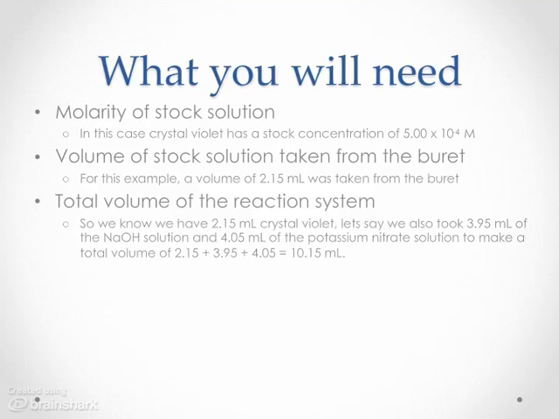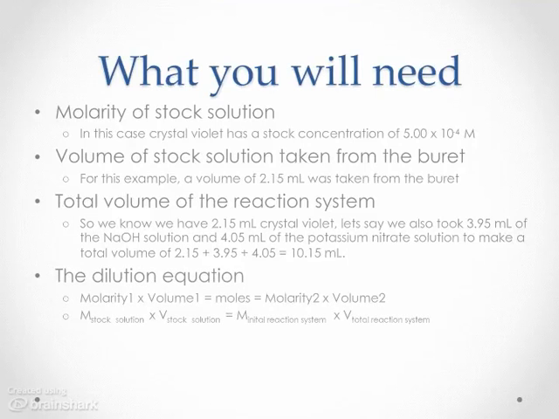So now we want to know what's the total volume of the reaction system. So we've gone from our 2.15 milliliters of stock solution and we're mixing that to make a total volume of reaction system. So we're adding everything together. So here we've got our 2.15 milliliters of crystal violet, and let's say we also took 3.95 milliliters of sodium hydroxide solution and then also 4.05 milliliters of potassium nitrate solution to make a total volume of 10.15 milliliters of solution. The last thing we need is the dilution equation itself.